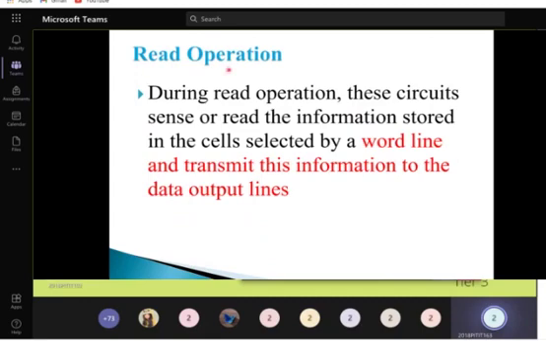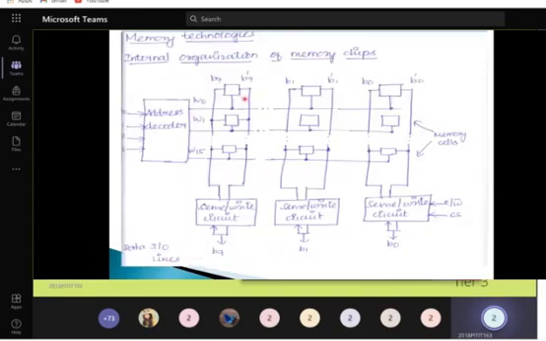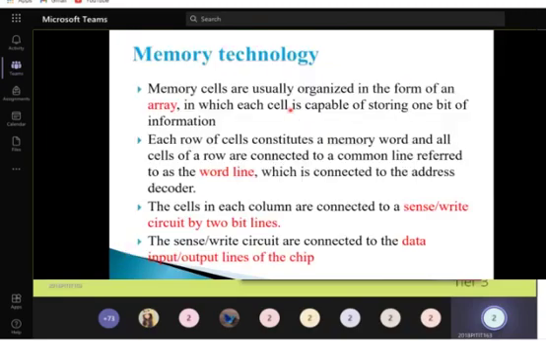So during this read operation, the circuit sends or reads the information stored in the cell selected by the word line. The circuit sends the data that I want to read.